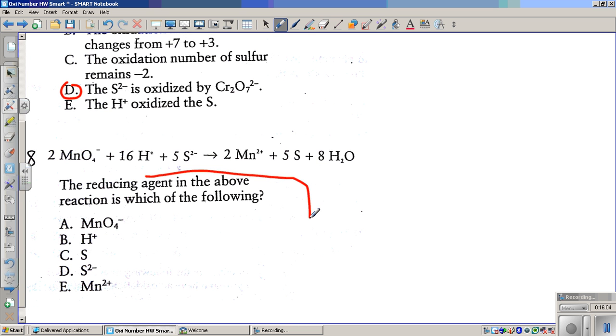Number 8, what's the reducing agent? Remember, as soon as you see reducing agent, you have to think oxidized. Okay, that's what you're looking for, is what's been oxidized. So you want the one that's lost electrons. As I told you at the beginning, the correct answer is S2. Okay, actually, is this the same equation as before? Almost. So this one goes from a -2 to 0. Okay, that's losing electrons. So that is your correct answer.